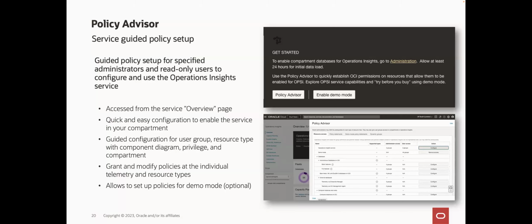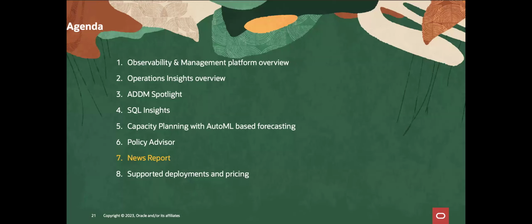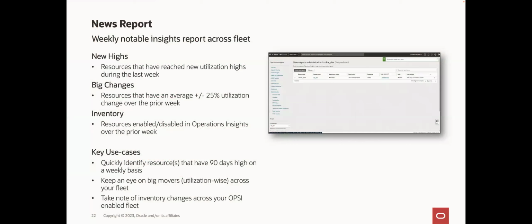All right, with this, we will get into our last feature we want to cover, which is a very interesting new feature, called News Report. So News Report, similar to a Good Morning Report, is a weekly notable insights report sent via email that can be enabled across your resources, such as databases, hosts, and Exadata system in Operation Insights service. The News Report provides new highs, big changes, and inventory tally across your enabled resources, right?